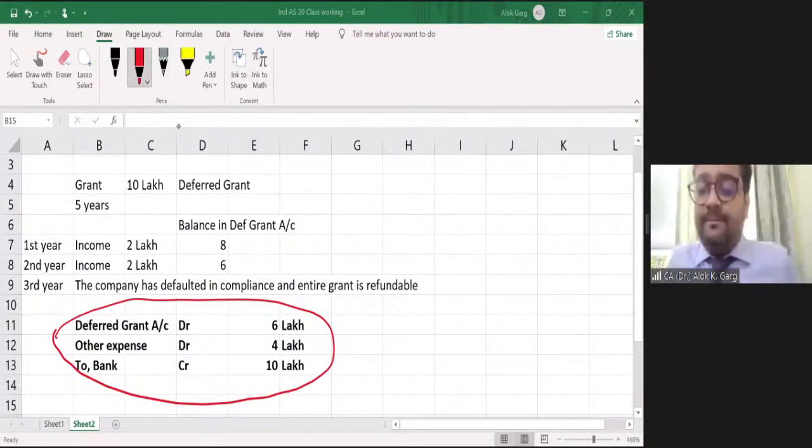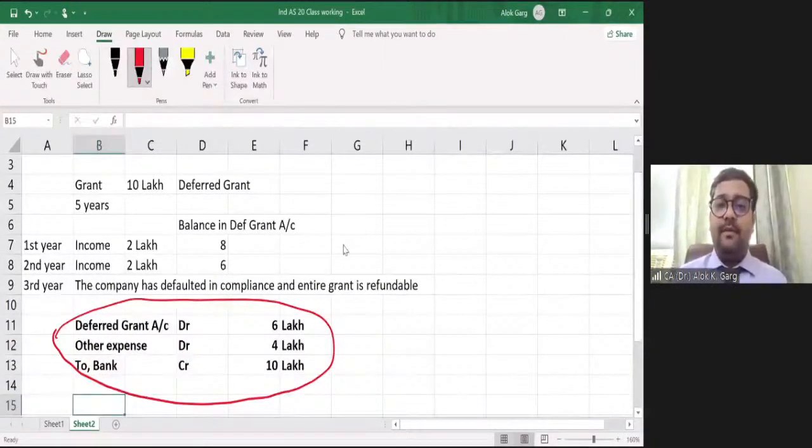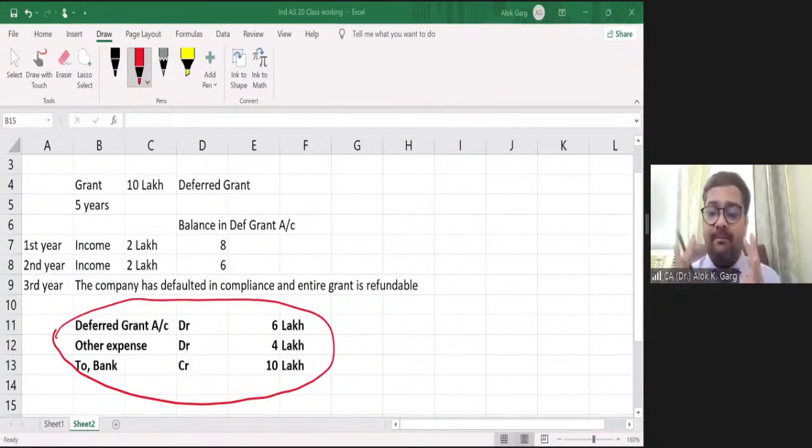What about the accounting entry? I hope you have understood this part. Okay. So if the grant is related to expense, I mean to say the grant relates to income, then whatever unamortized deferred credit is lying on the liability side, you have to adjust from that. And then whatever balance is there, you have to recognize immediately in P&L. Okay. Clear? Any problem?